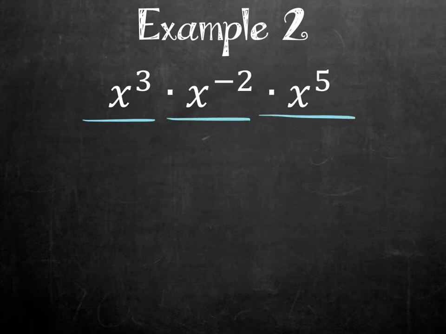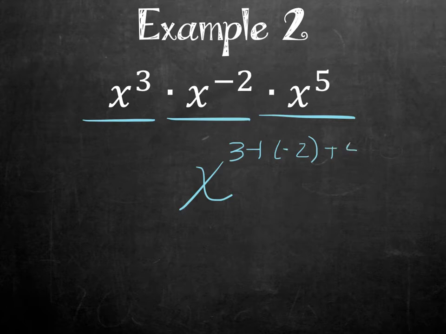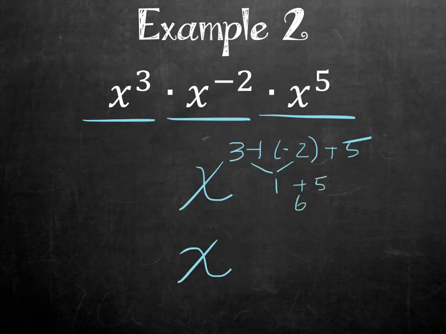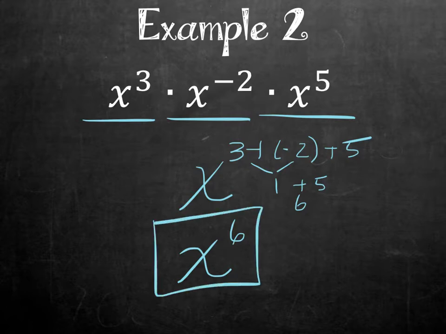Now, I'm not going to write all my factors out on this one. I'm going to use that nice little shortcut. My shortcut says keep the same base and add the exponents. So my exponents are 3, plus negative 2, plus 5. Notice I'm writing out plus negative 2. And then I simply evaluate that part of the expression. 3 plus negative 2 is 1, and 1 plus 5 is 6. So when I simplify that, I should get x to the 6th. Straightforward, right?